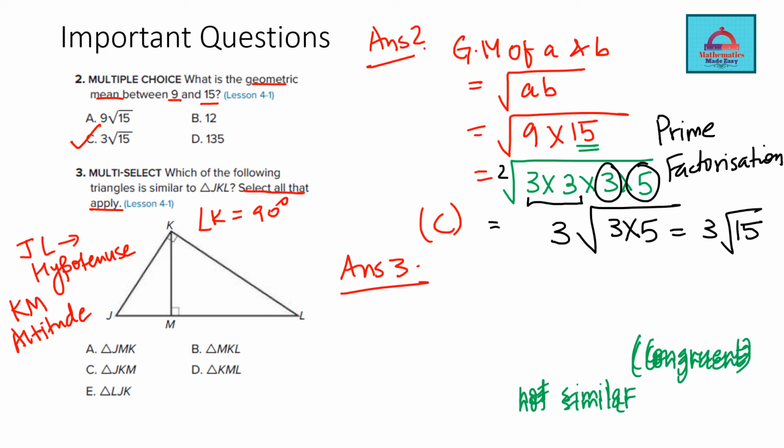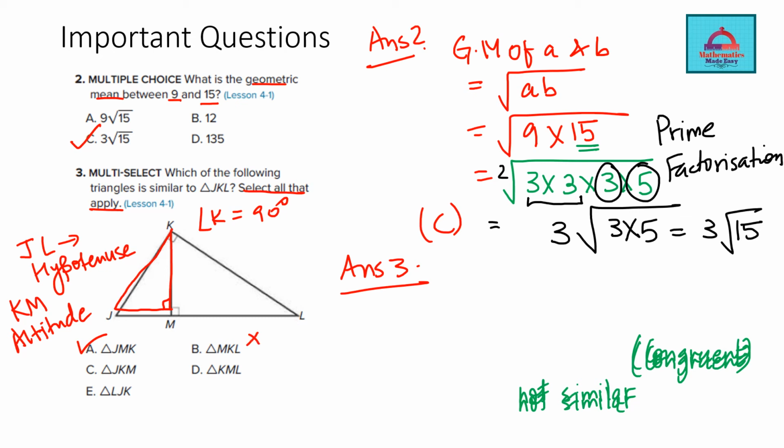So let's first see which is the 90 degree angle. Angle M is 90. So JMK or KMJ, both ways you are getting the same triangle. This one, I'm just highlighting with the red, is one triangle which is going to be similar, as this angle is 90. So let's look at the options. JMK, yes, this is a correct option. So A is going to be an answer. MKL, no, it's not 90 degrees, so B cannot be an answer.